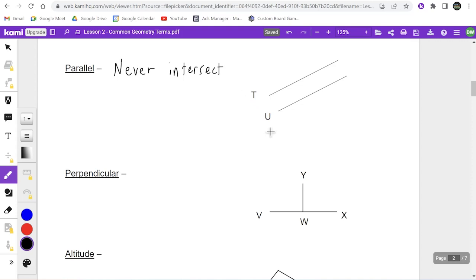That's because they're parallel. And the way you'd represent that is you would say line segment T is parallel to line segment U. That symbol right there means parallel. It's two long lines in the middle.